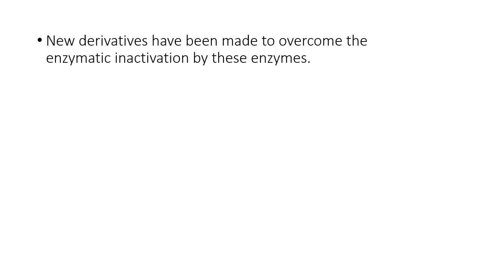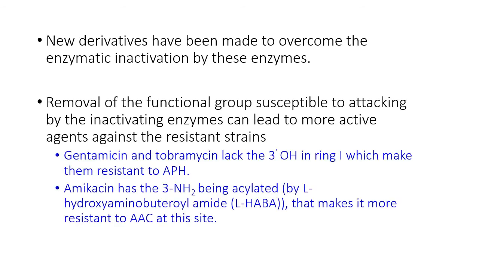So one approach to trying to get around this problem is to make derivatives which are immune to these enzymes. And the straightforward way was to remove the functional groups which are susceptible to enzymatic inactivation. An example here is gentamicin, tobramycin. They don't have the 3-prime hydroxy group in ring one, so it makes them resistant to APH. Amikacin has the amino in ring three acylated, and therefore it's more resistant to the AAC enzyme at this site.